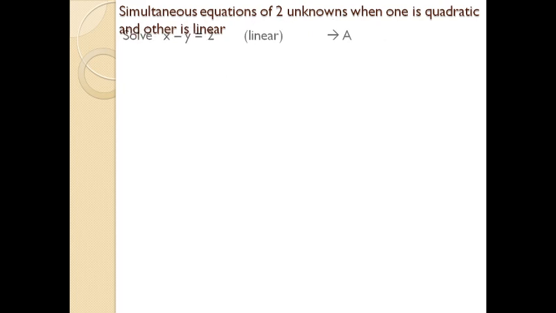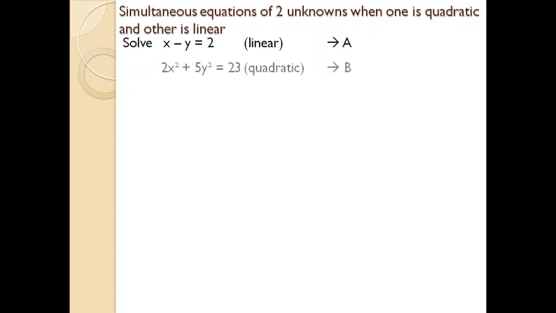For example, here, solve x minus y equal to 2. We all know how to deal with that. And at the same time, you are given 2x square plus 5y square equal to 23. It's a quadratic equation. In the earlier cases, we were discussing solving equations to find out unknown values.